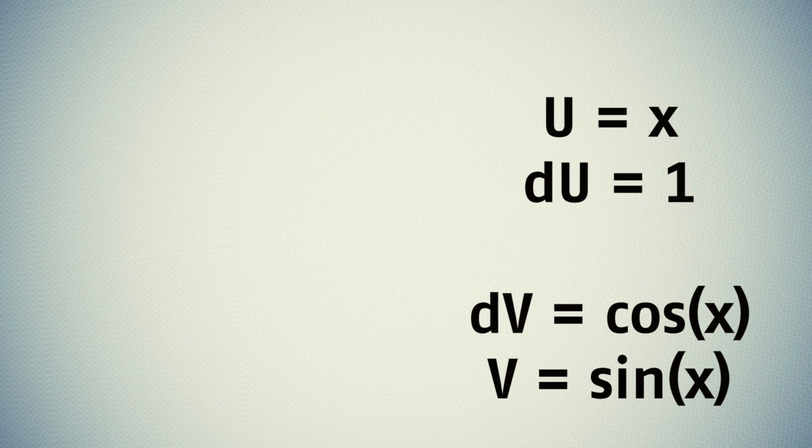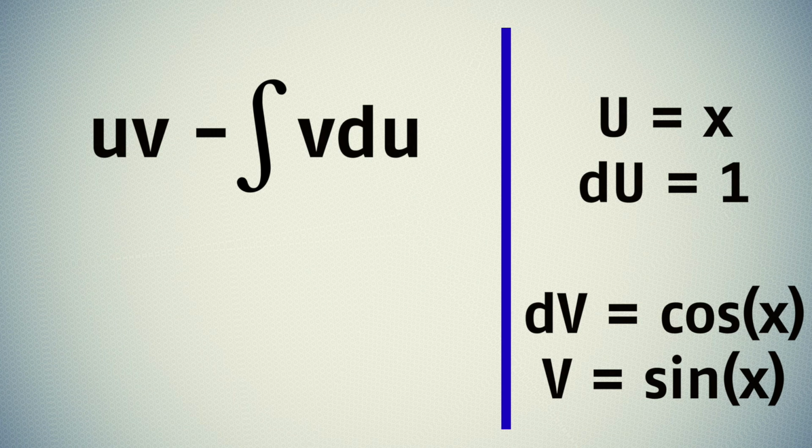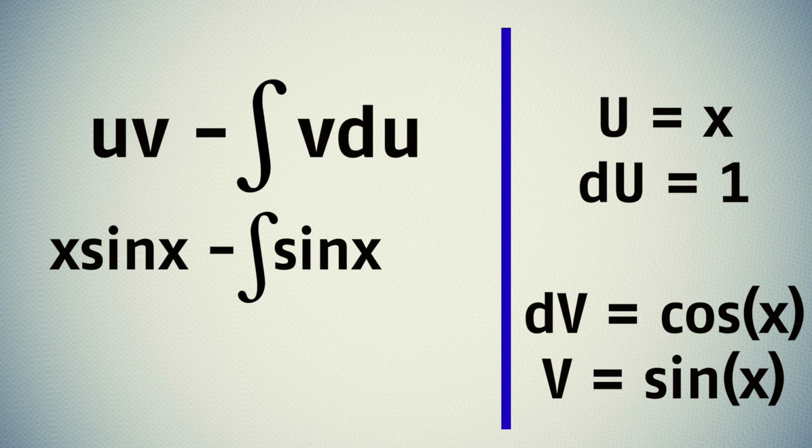Now, plug all of this into the formula. u times v is x times sine x. Then, put the subtraction sign. Now, put the integral of v times du. That's sine x times 1, which is just sine x.